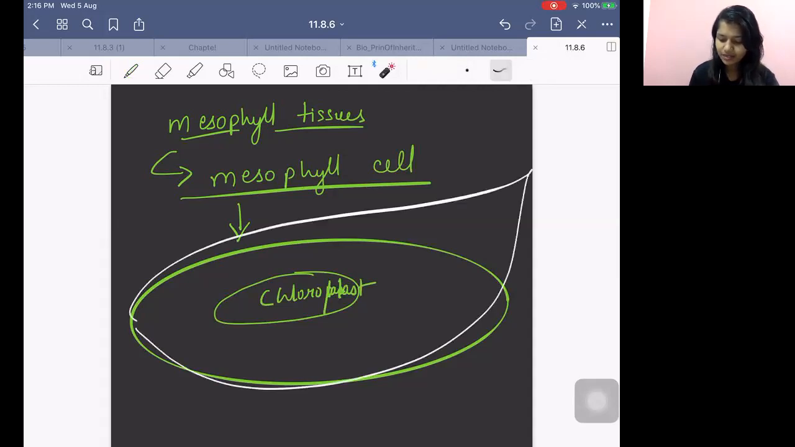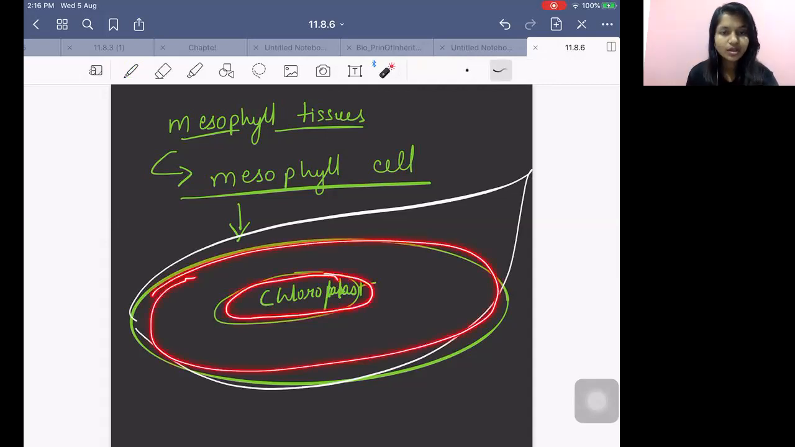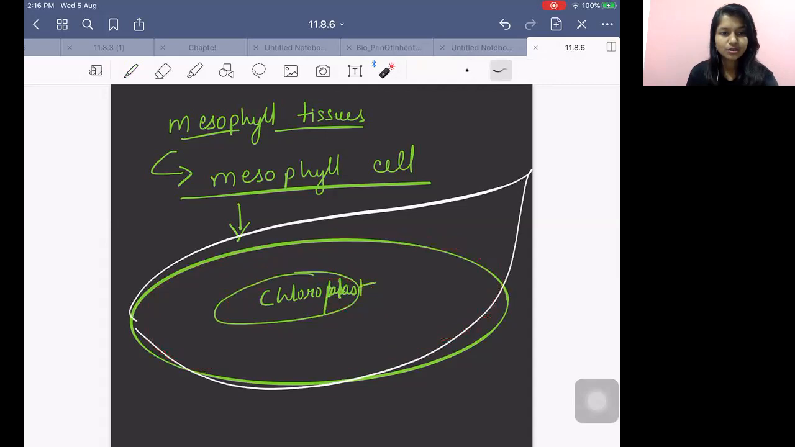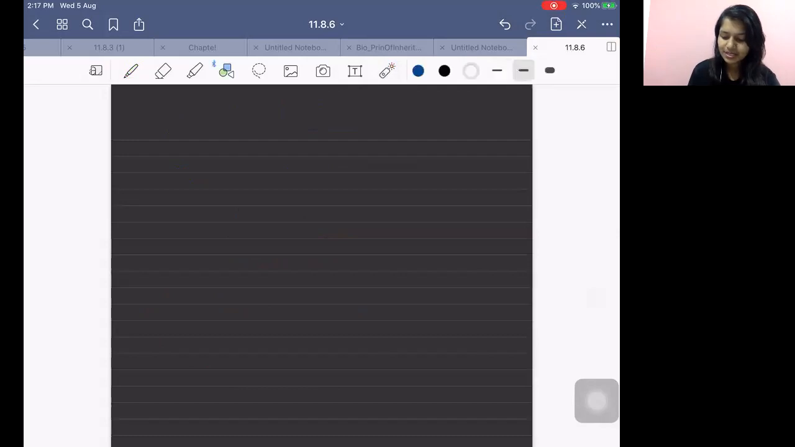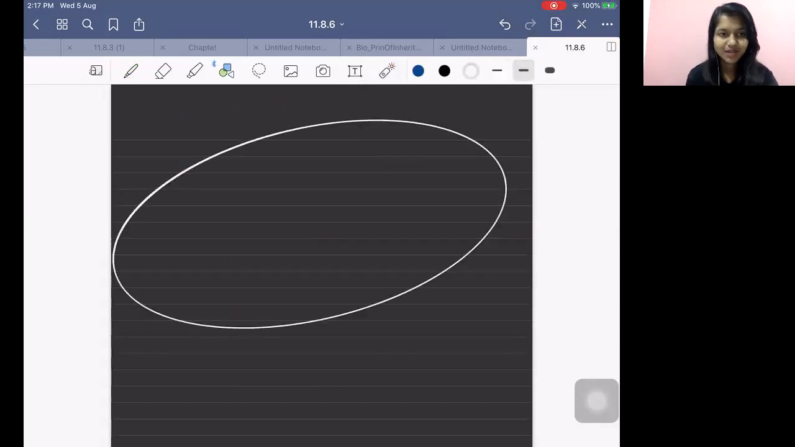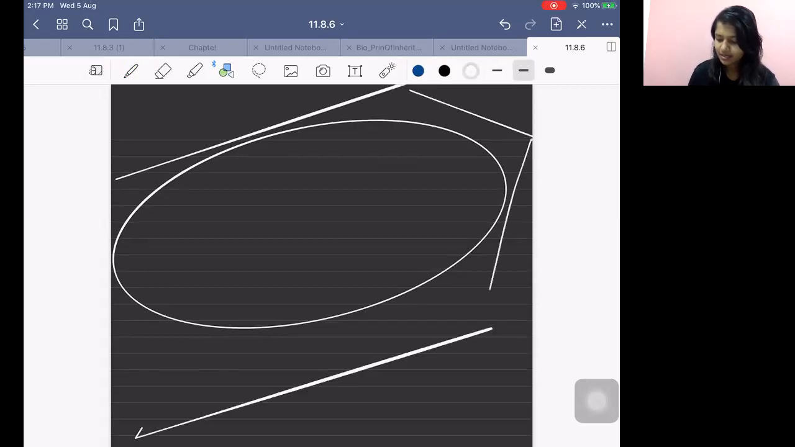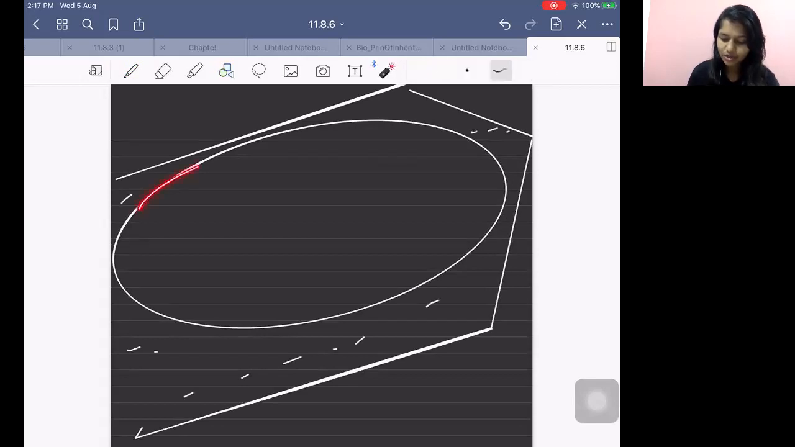In the leaf, you have the mesophyll cell. Inside the mesophyll cell, you have the cell organelle chloroplast. Got it? Now we are going to see how this chloroplast is going to do photosynthesis. What is the structure? Where exactly is chlorophyll present? So this is your plastid. Which plastid? Chloroplast. Which is present in mesophyll cell. This is your mesophyll cell. Inside the mesophyll cell, I have drawn chloroplast.